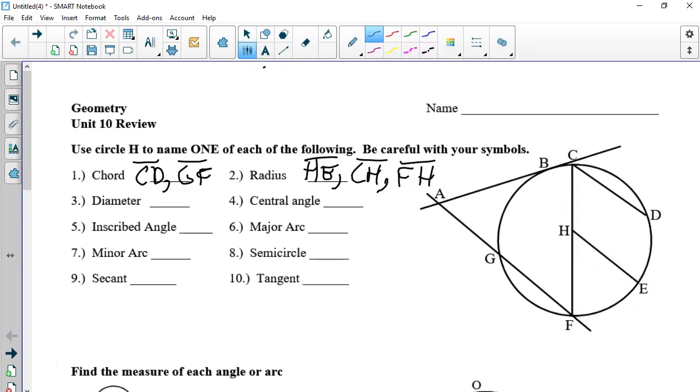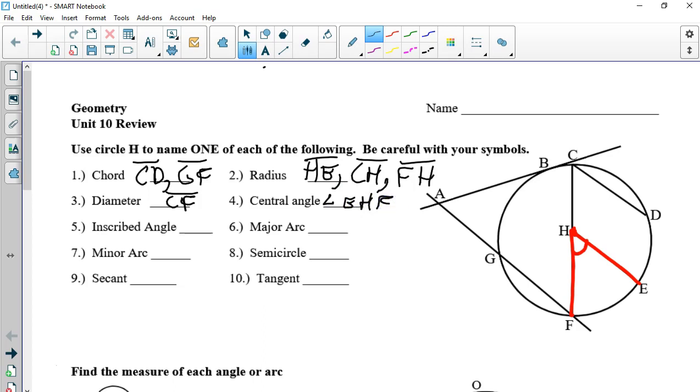Okay, diameter. Clearly only one, going from C to F. Or you could call it FC again. A central angle. That is an angle that has the center as a vertex and the endpoints on the circle. So right there, that is a central angle. So we call it FHE or EHF. Makes no difference. Remember, we put the angle mark in front of it, EHF.